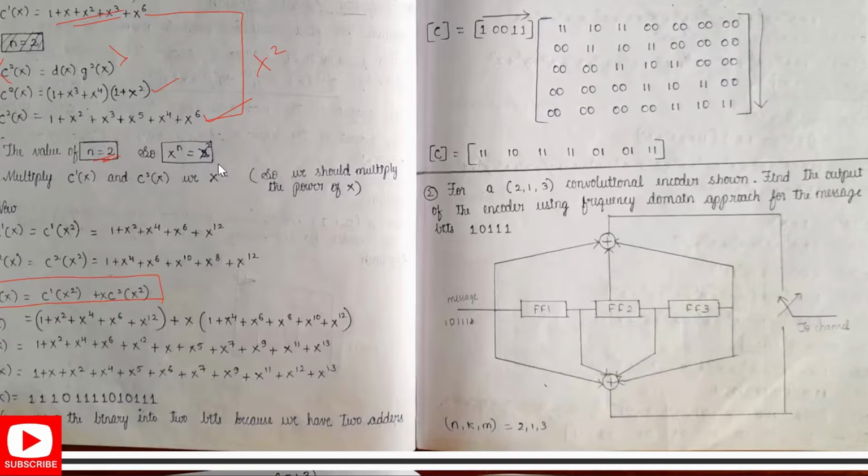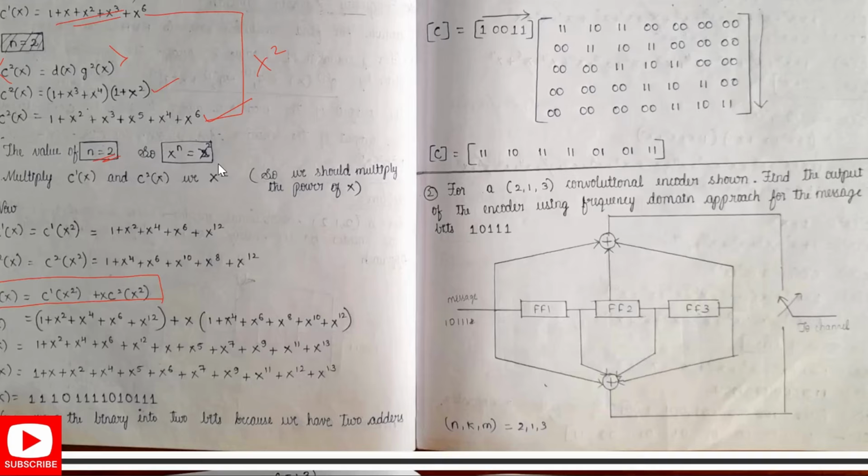In case you are having one more term, that is n equal to 3, then you will have x square c1 of x cube, c2 of x cube, like that. So depending upon the size of n, this varies.